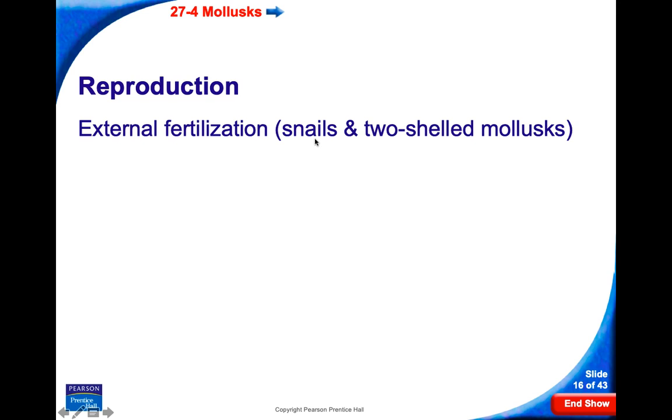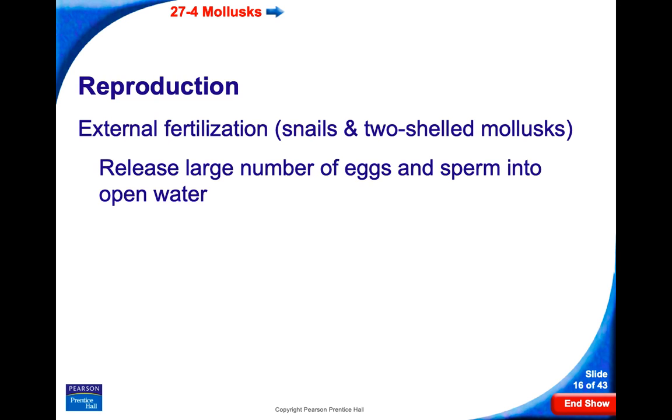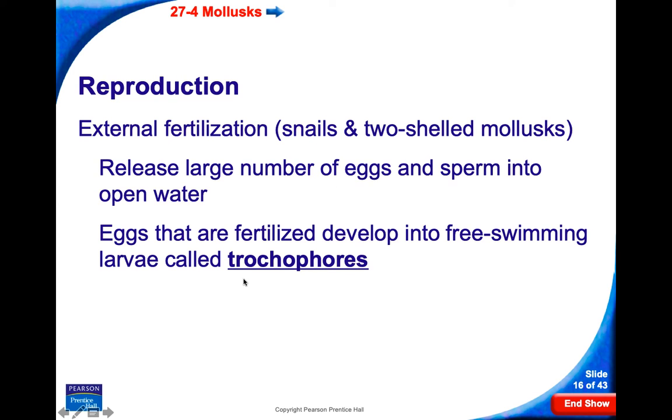What they'll do is release their eggs into the water in large numbers, and then the eggs get fertilized, and those fertilized eggs turn into free swimming larvae called trochophores. I think on the next slide I have an image of what a trochophore looks like, but they're microscopic. They're very, very tiny, and then eventually they will develop from that larval stage into adulthood.